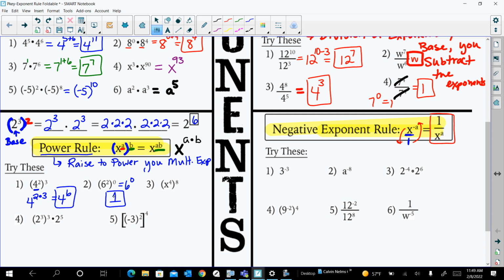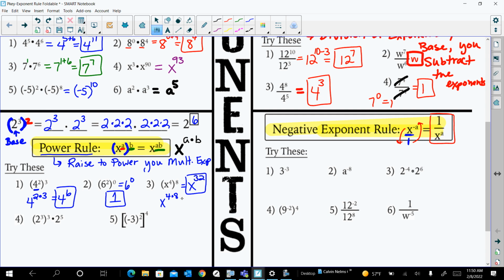All right, what about 8 to the 4th power raised to a power 8? X to the 32nd power. Yes, x to the 32nd power. To get that, you did 4 times 8. You multiply the exponents.